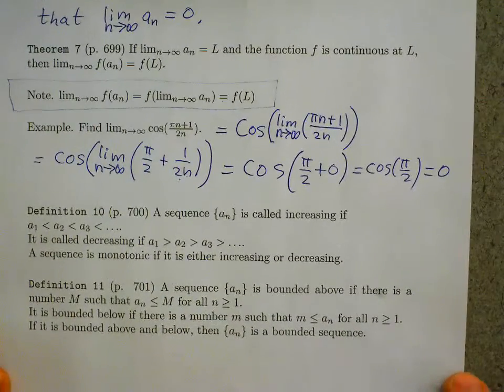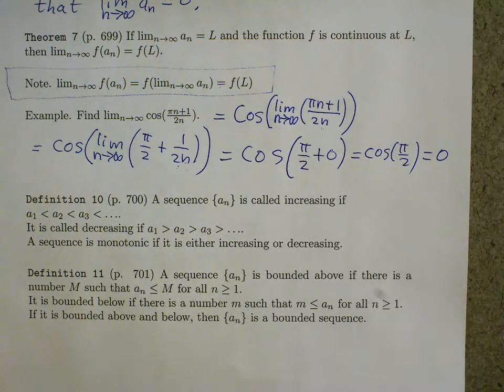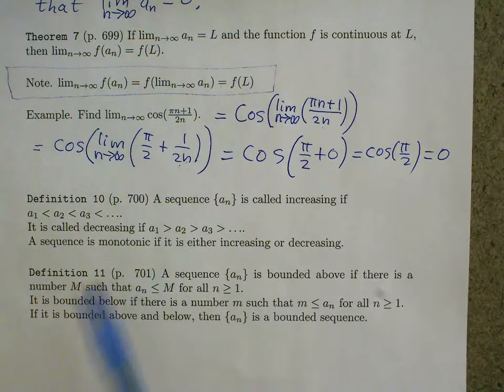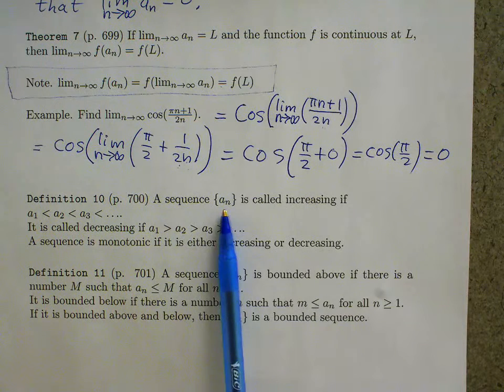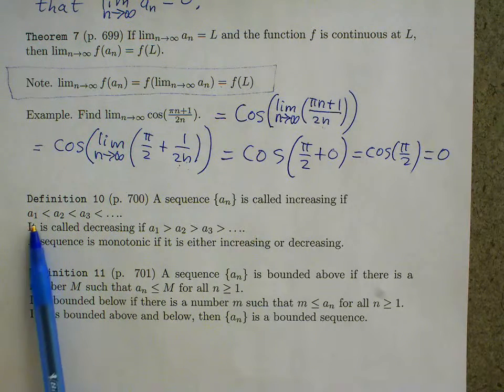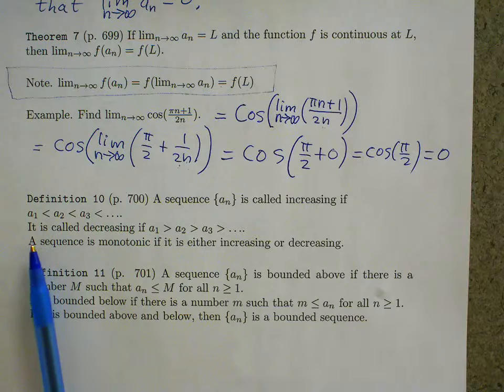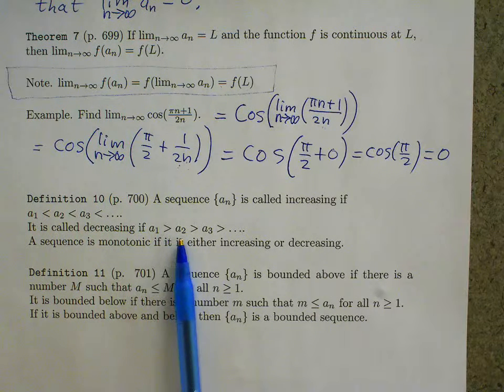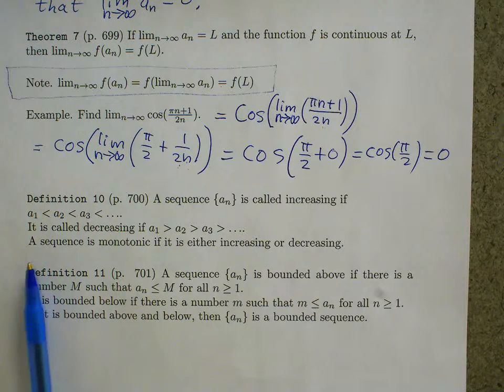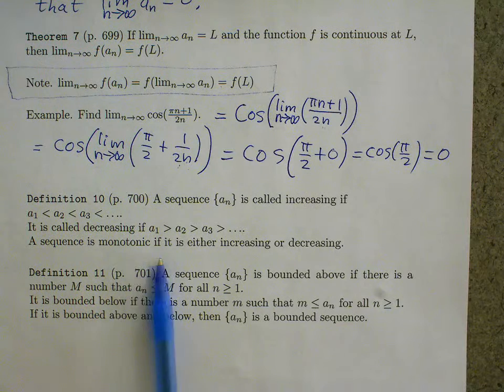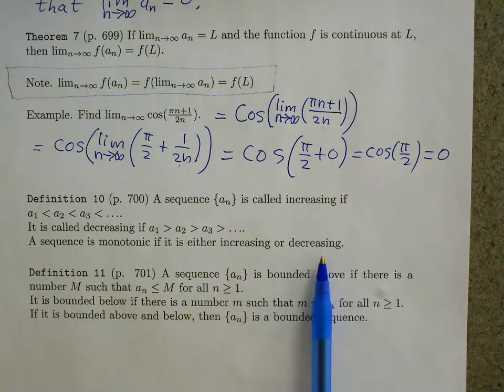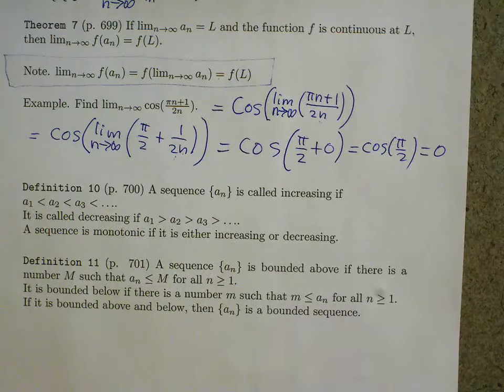Okay, the next definition on page 700, definition 10. This is pretty simple. A sequence a sub n is called increasing if a sub 1 is less than a sub 2, which is less than a sub 3, and so on. It is called decreasing if a sub 1 is greater than a sub 2, which is greater than a sub 3, and so on. Seems to make sense. A sequence is called monotonic if it is either increasing or decreasing. Sometimes you'll specify by saying monotonically increasing or monotonically decreasing.